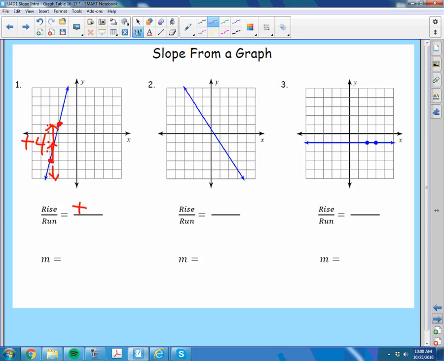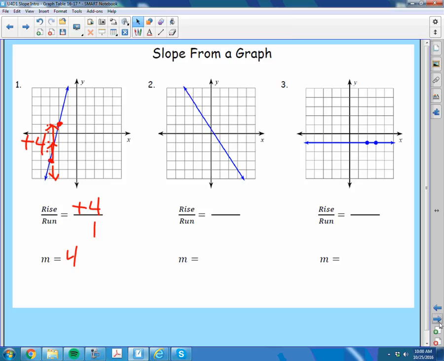How many would we have to run? 1. We run 1. To get over to that point, we just had to run 1 step, which makes our slope 4 over 1, which simplifies to what? 4. Your slope is 4. If it's a whole number, you can make it a whole number. If it's a fraction, you leave it as a fraction. Okay? So look at number 2.